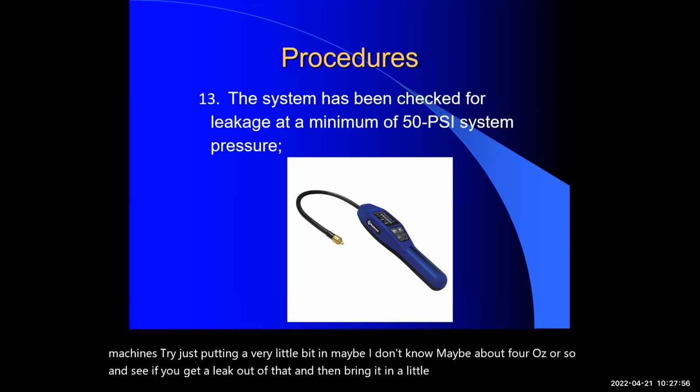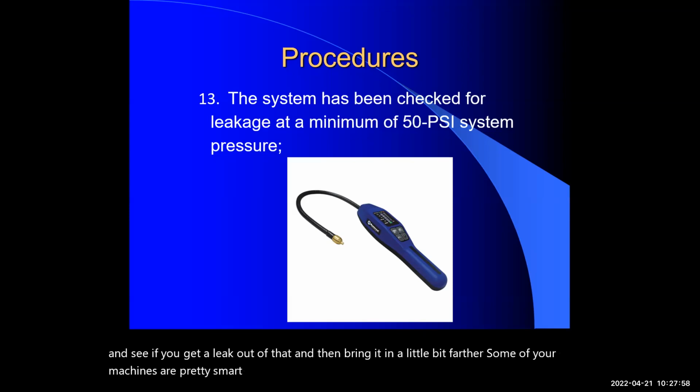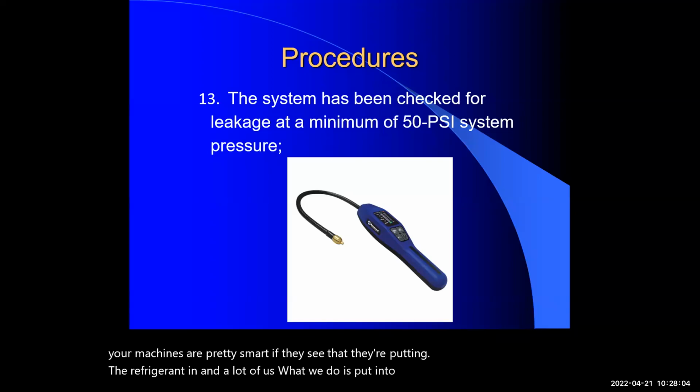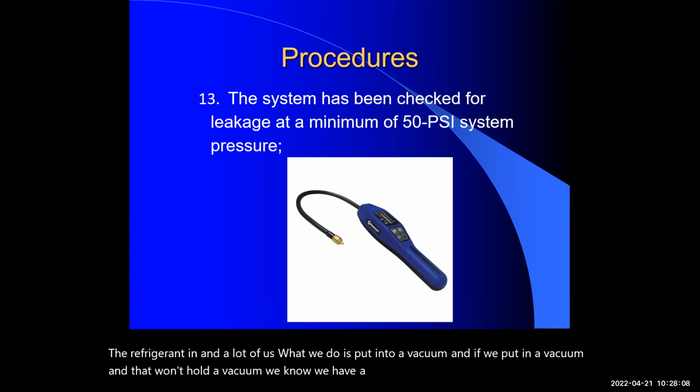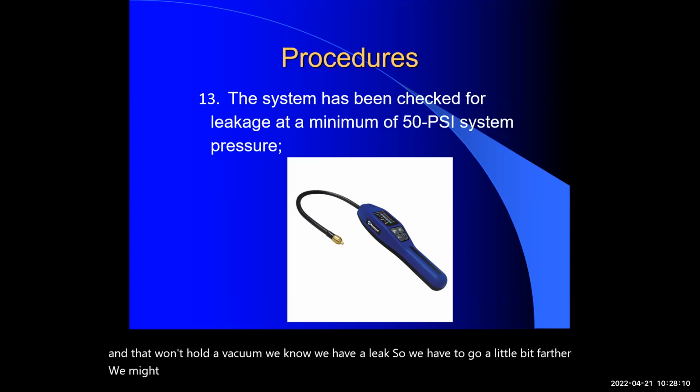Some of your machines are pretty smart. A lot of us put it into a vacuum, and if it won't hold a vacuum, we know we have a leak. So we have to go a little bit farther. We might even have to put a little bit in it. So this is one thing: if it's got 50 psi or greater, then you can actually do a leak check.